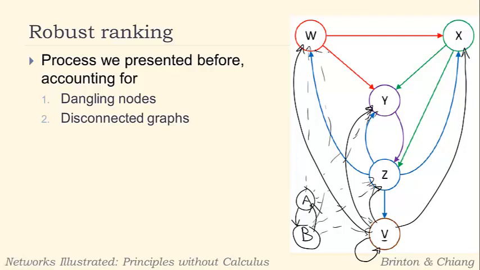And we could do this for every link. So then every node has, in a sense, a connection to every other node, as we said. So as long as we account for dangling nodes and disconnected graphs, then we can be guaranteed that that procedure will have a unique solution.